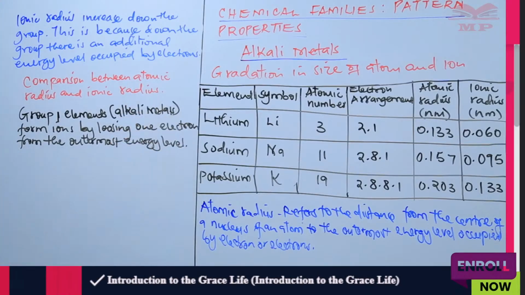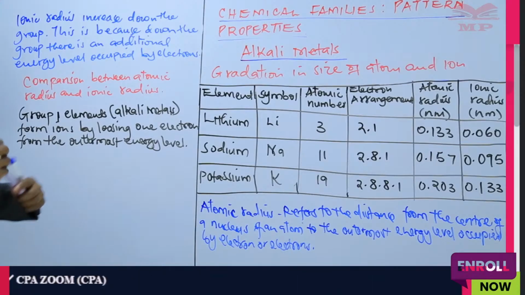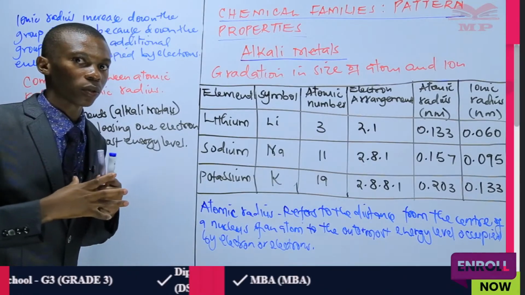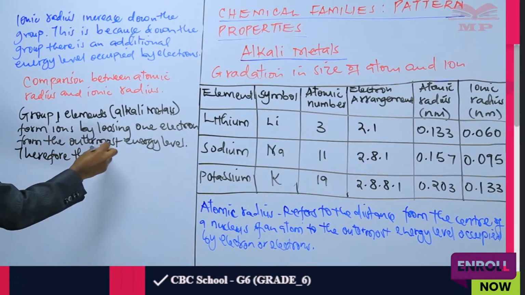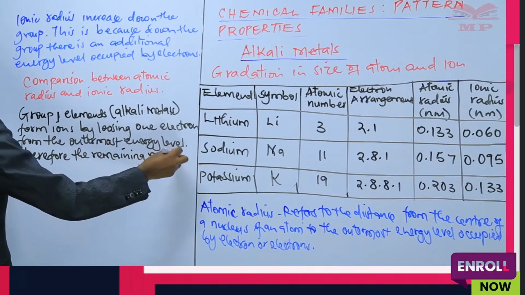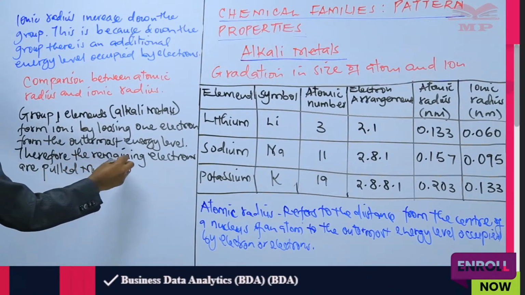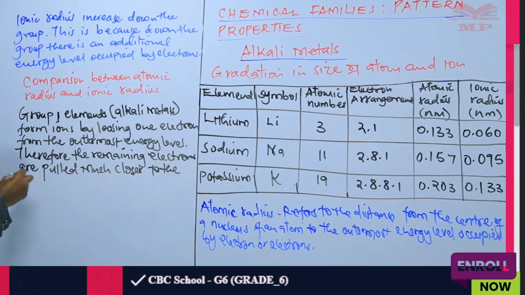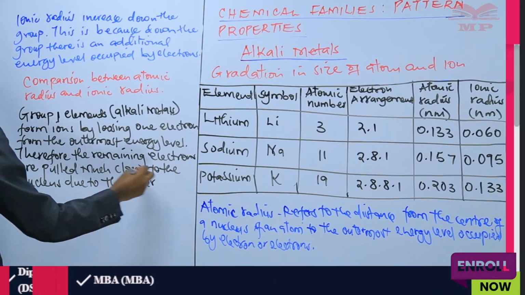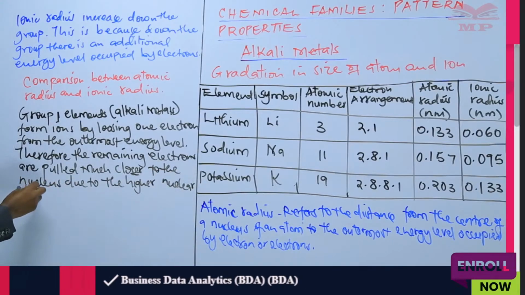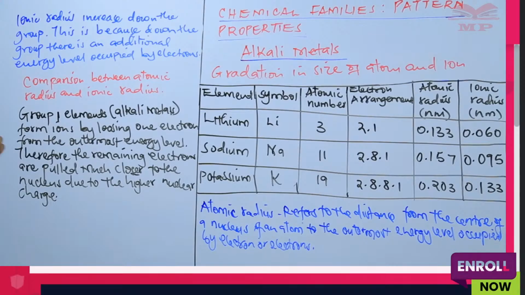They form ions by losing one electron from the outermost energy level. Therefore, once that one electron has been lost, the remaining electrons are pulled much closer to the nucleus due to the higher nuclear charge.